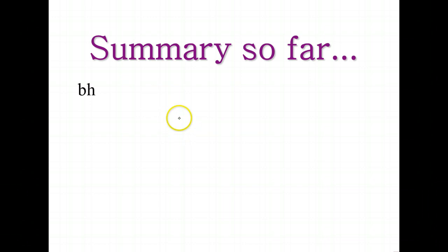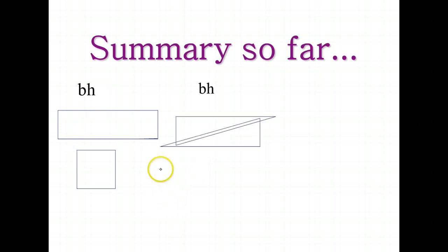Alright, so far we've reviewed that area for a rectangle or square is base times height. And if we split the rectangle in two, we get a triangle, and the formula will be base times height divided by 2, or half of the base times the height.